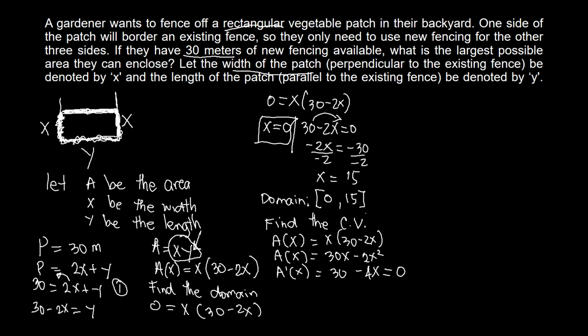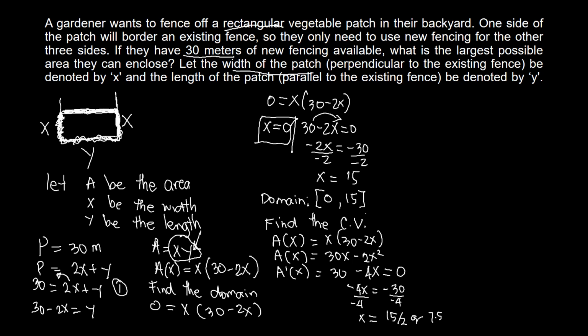We move 30 to the other side by simply subtracting 30 here and subtracting 30 on the other side. So we have negative 4x, that's equal to negative 30. We're dividing this one by negative 4 to get the value of x as the critical value. Our x there is equal to 30 over 4, or that will be equal to 15 over 2, or that is equal to simply 7.5.